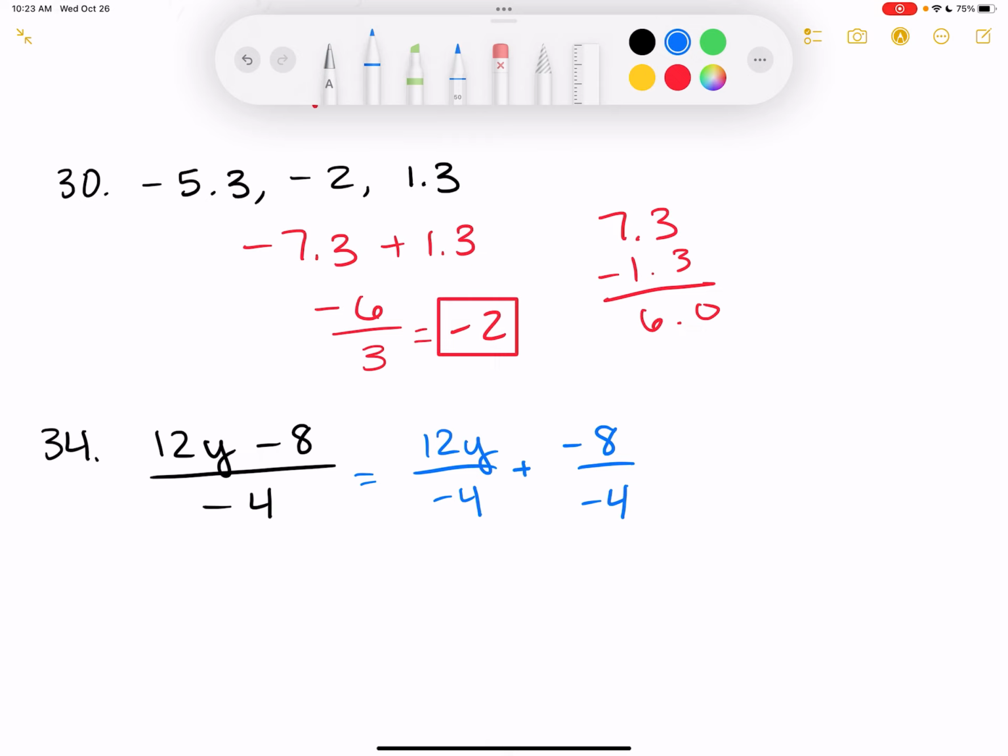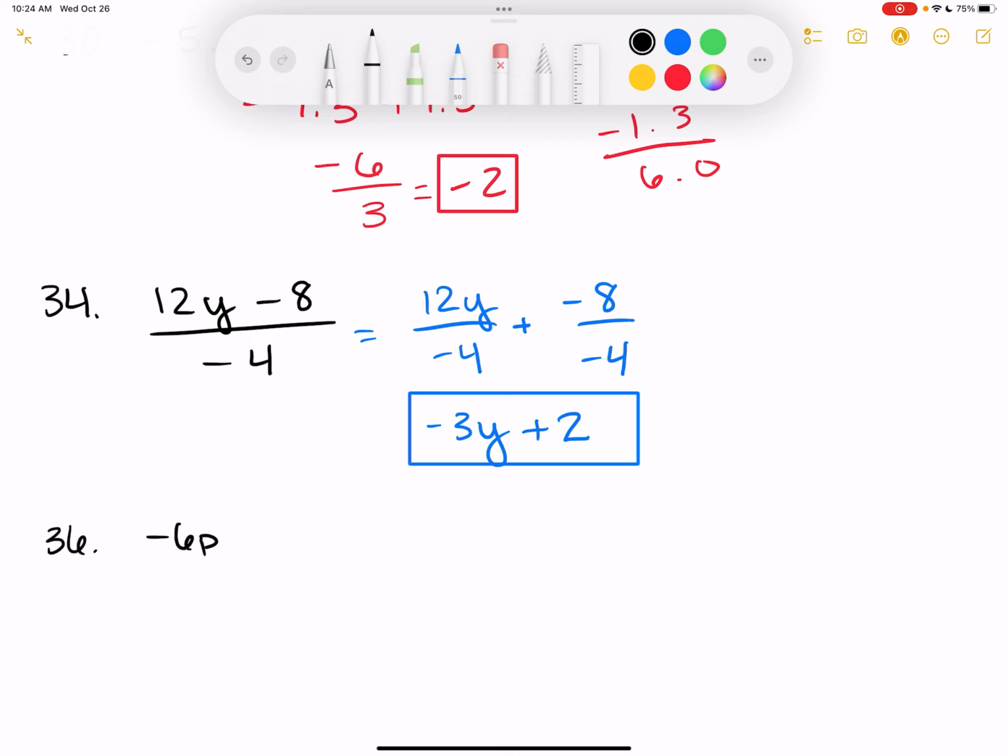So then we can reduce this down. So 12 and 4 can cancel to what? Negative 3. Yep. Negative 3y. And then negative 8 and negative 4 cancel to what? 2. Yep. Negative 2. Yep, and that's all we have to do for those ones. Some of them may not fully cancel out like that. They may just reduce to give you a smaller fraction. Just more of an FYI.